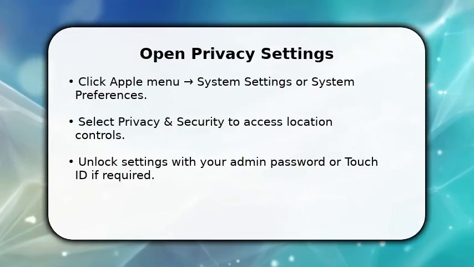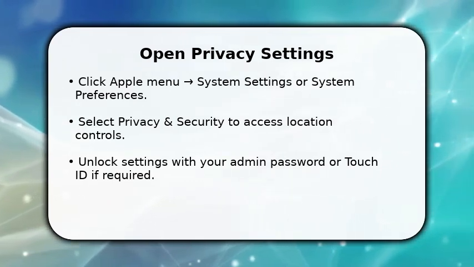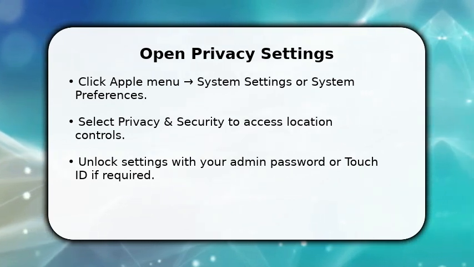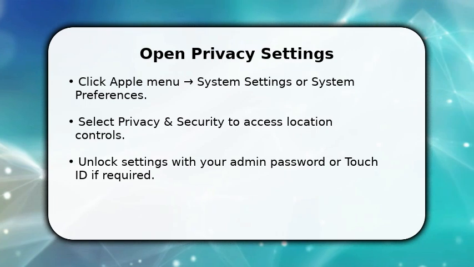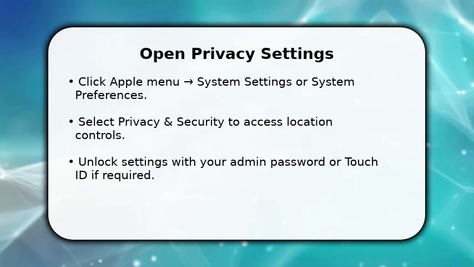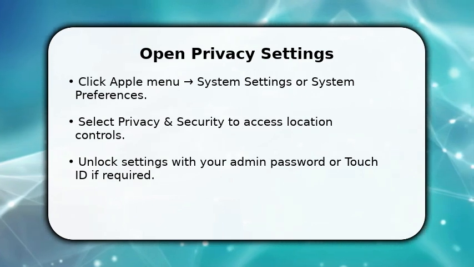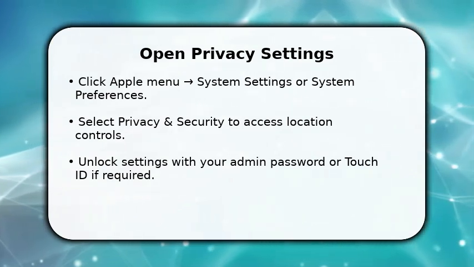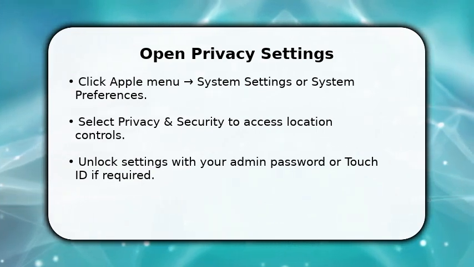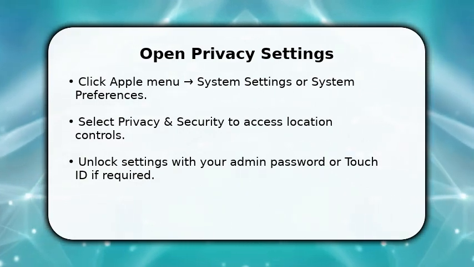You start by opening Privacy and Security so you can turn off location access at the system level. Click the Apple menu and choose System Settings, or System Preferences on older macOS. Once the pane opens, select Privacy and Security, and if needed, unlock the padlock using your admin password or Touch ID so changes are permitted. This ensures you're changing global location permissions rather than app-level guesses. It's the safest first step before adjusting any individual app or service.